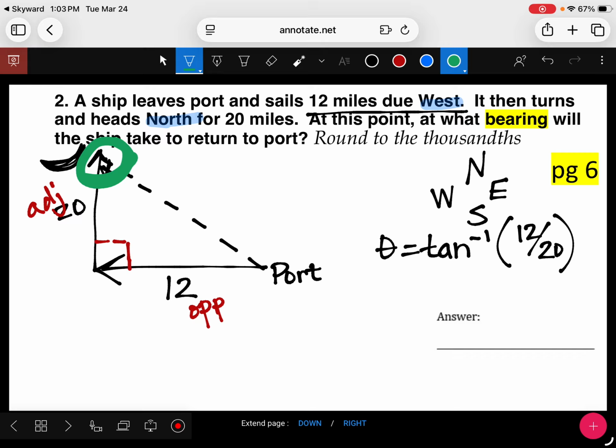So when I type that in, you have to hit the green key first, and then you have to hit tangent. I forgot to tell you that. Hit the green key first, and then hit tangent to get the angle. So I got 30.964 degrees. Anybody else get that? Okay. What direction will the ship travel to go back to the port?